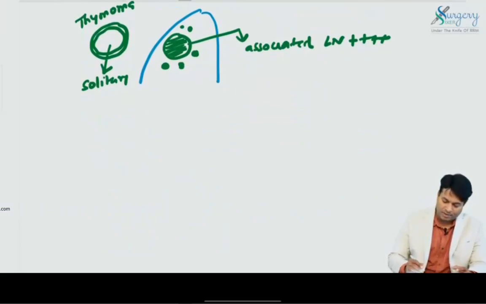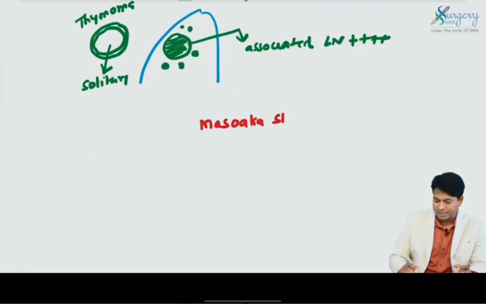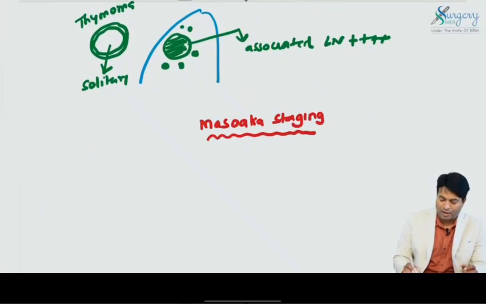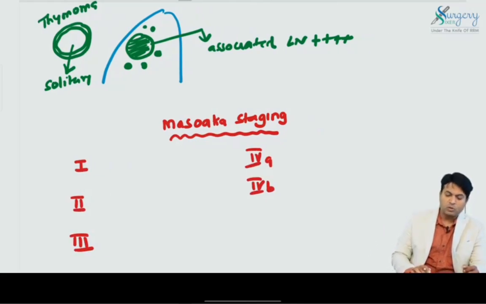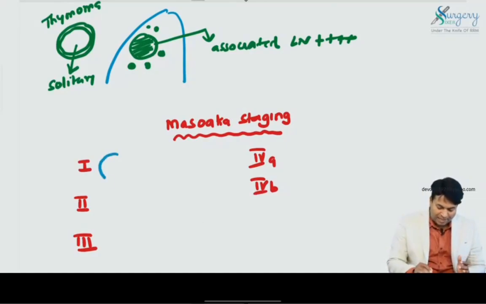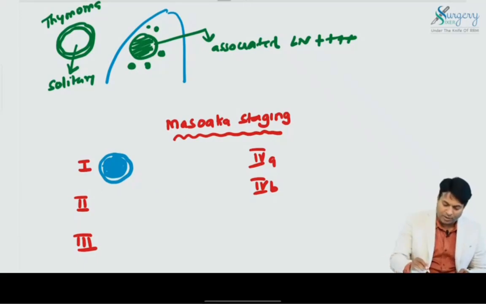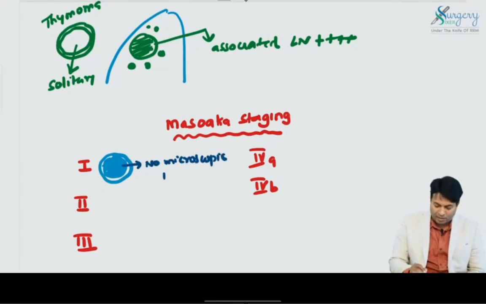And there is a staging system for this known as the Masaoka staging system. You don't need to remember the in-depth details, I'm just giving you an outline: 1, 2, 3, 4A, 4B. In stage 1, macroscopically it is a well-encapsulated lesion, and when you examine by microscopy, there is no microscopic invasion.